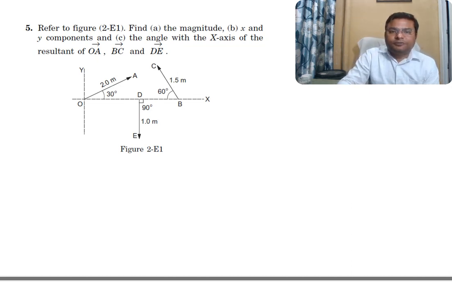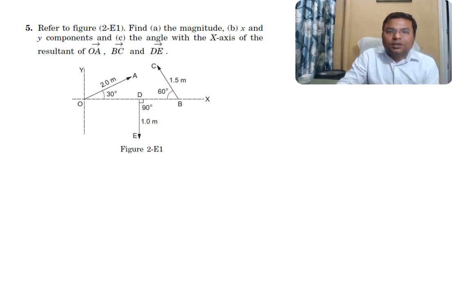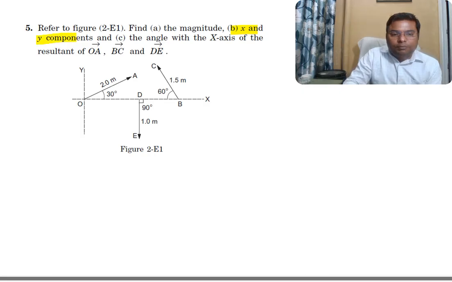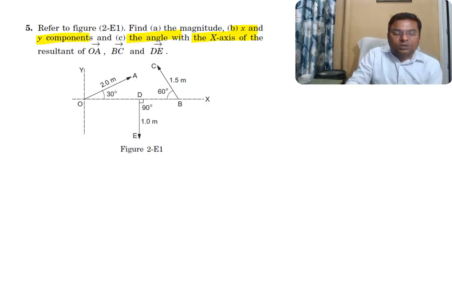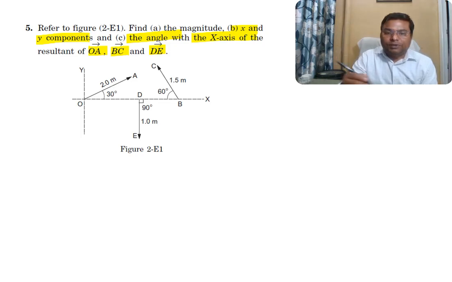Question number 5. The question says to refer to the figure. We have to find the magnitude in part A, the x and y components in part B, and the angle with the x-axis of the resultant of OA, BC, and E in part C. So we have to calculate three things.